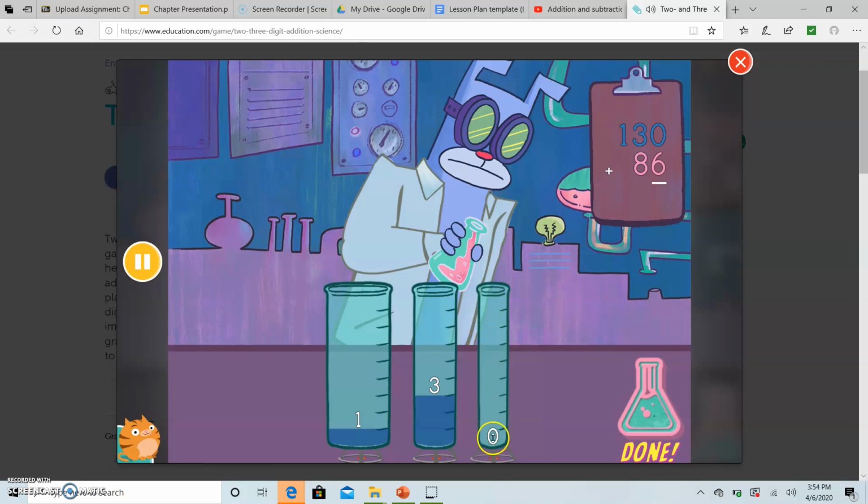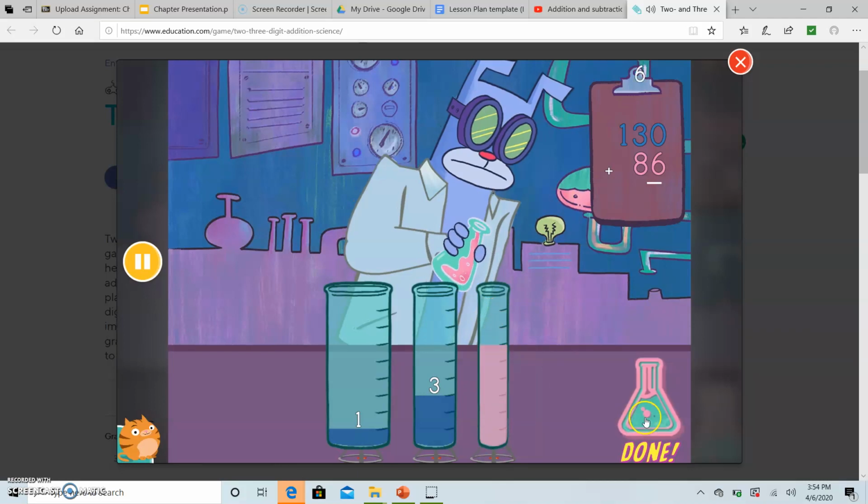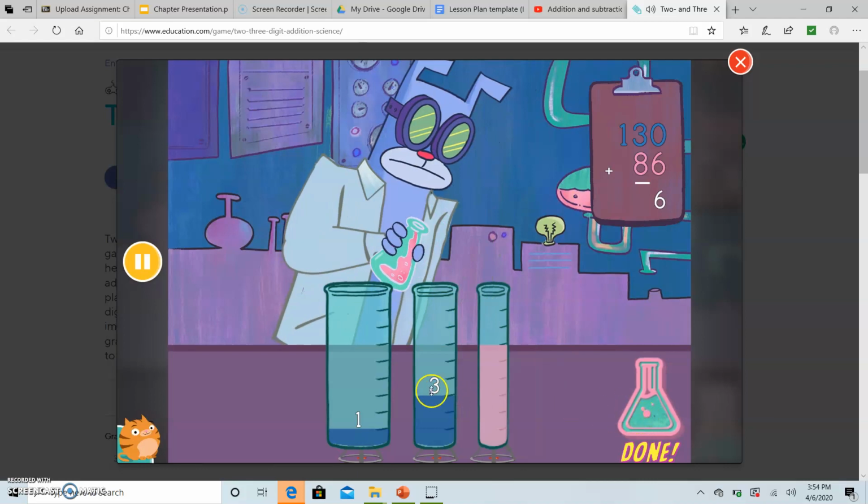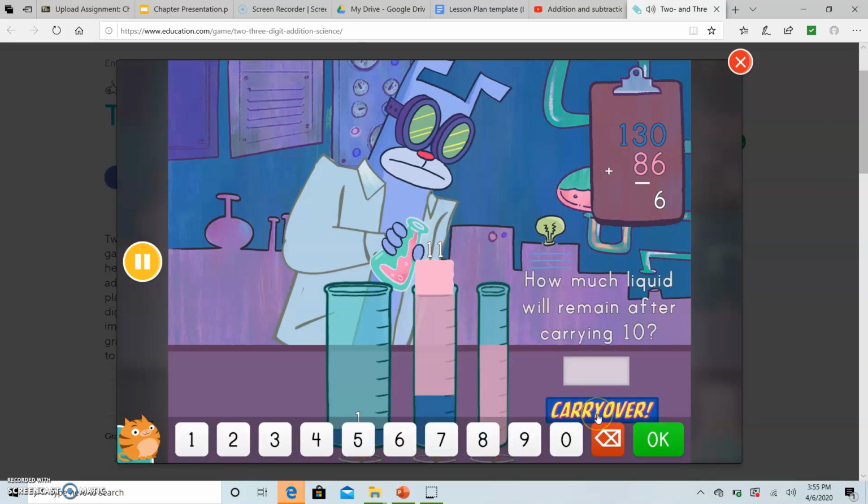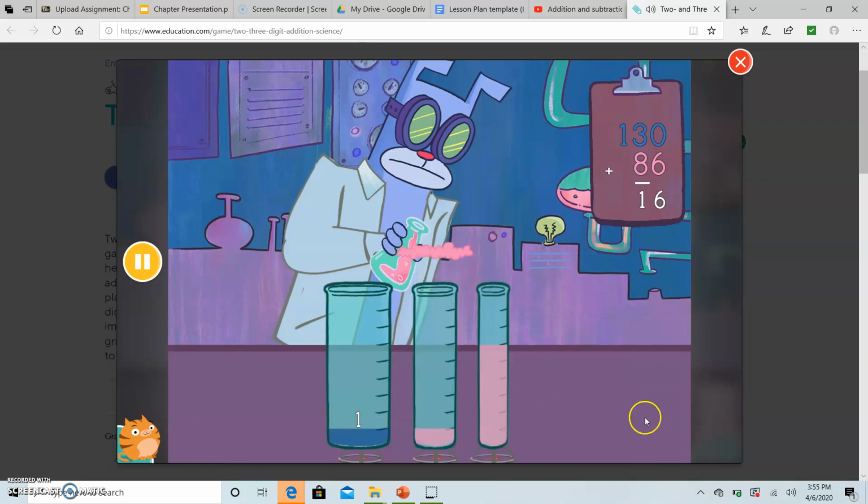So let's go ahead and do the first row. 6 plus 0 is 6. So let's go ahead and move the beaker up to 6. And the second one, we'll go ahead and be done. 8 plus 3, 9, 10, 11. Move it all the way up to 11. Go ahead and hit done. So we got to carry over. So 1 is left over. Okay, and then a chemical reaction happens.